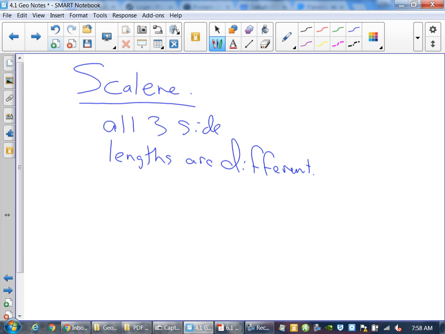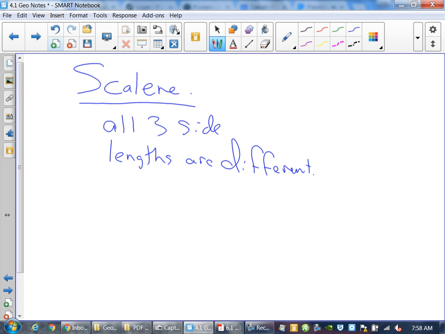Example here. This is a right triangle, but it's also scalene because you've got three different side lengths. So you can have a right scalene triangle. It is possible to mix these things together without too much hassle. I believe we've talked about all the different side length ones, right? We've had isosceles, equilateral, scalene.